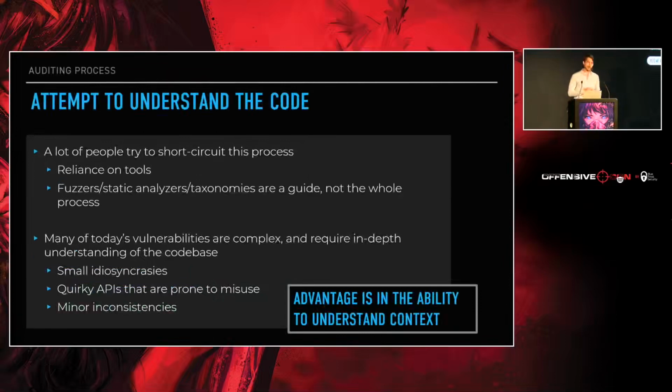Okay, so this is something I talked about a little bit in the previous sections, attempting to understand the code. This seems like a silly thing to say, really, because this is obviously the object of vulnerability research. But over my career, I've noticed that a lot of people put quite a lot of effort into short-circuiting this process, and rely on tools such as fuzzers, static analysis tools, and perhaps taxonomies on bug classes and things like that. These things are very useful and can greatly assist vulnerability research, but they are not the entirety of the process.